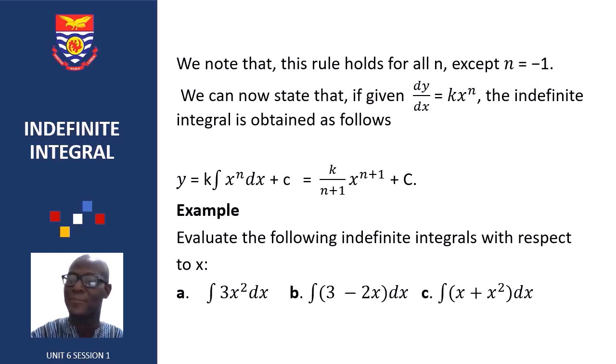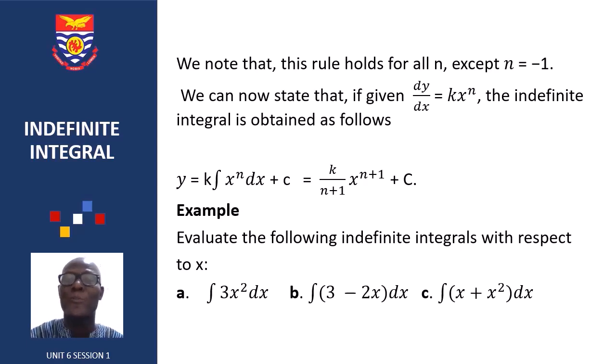Let's note that when x is raised to the power -1, meaning n is -1, and we are to integrate that, increasing the exponent by 1 means we have x raised to the power -1 plus 1, then divided by the new exponent -1 plus 1. Now -1 plus 1 is 0. So if we divide x exponent 0 by 0, it will be undefined. Hence, n can take all values except -1.